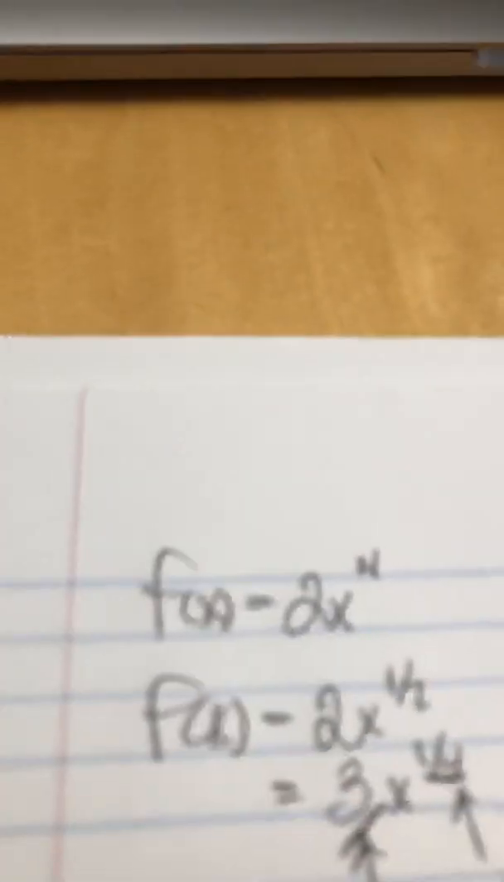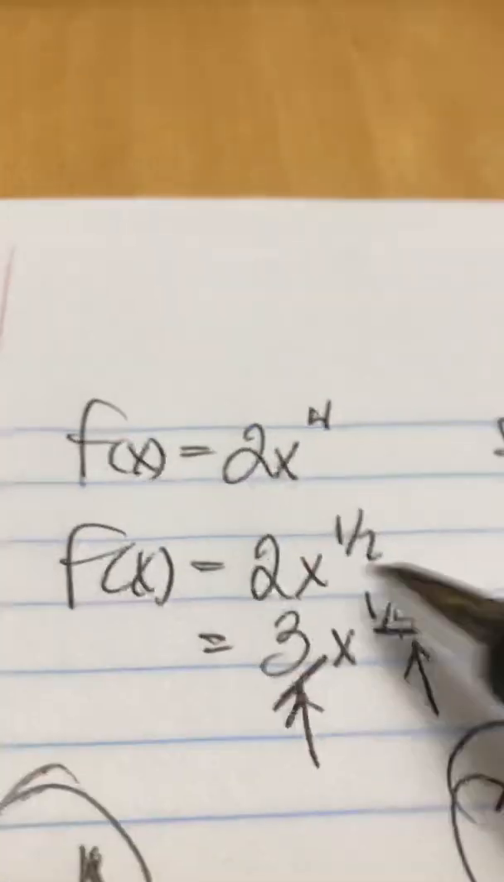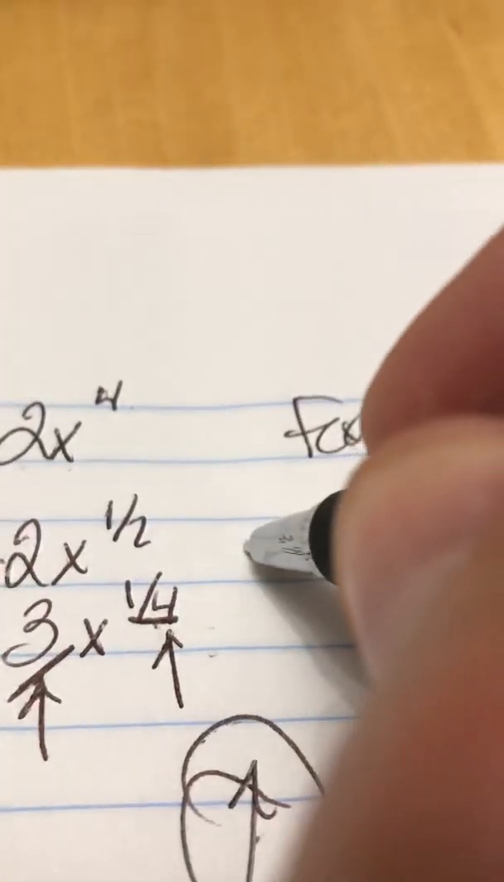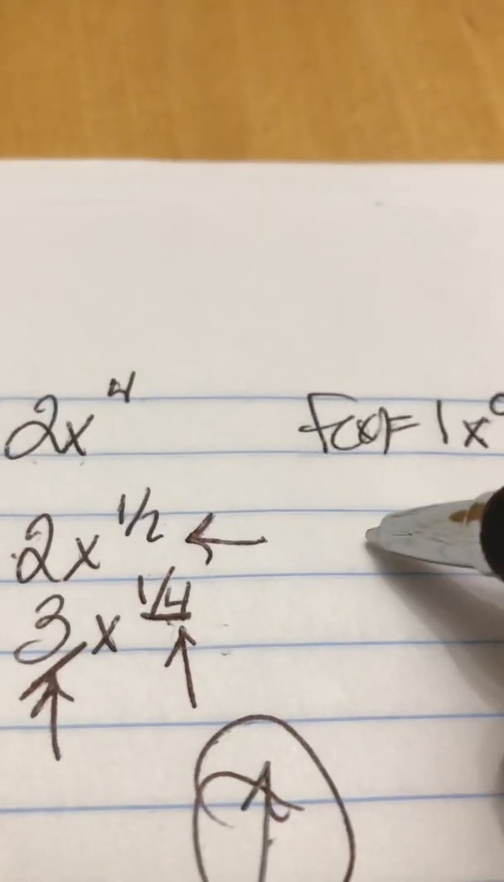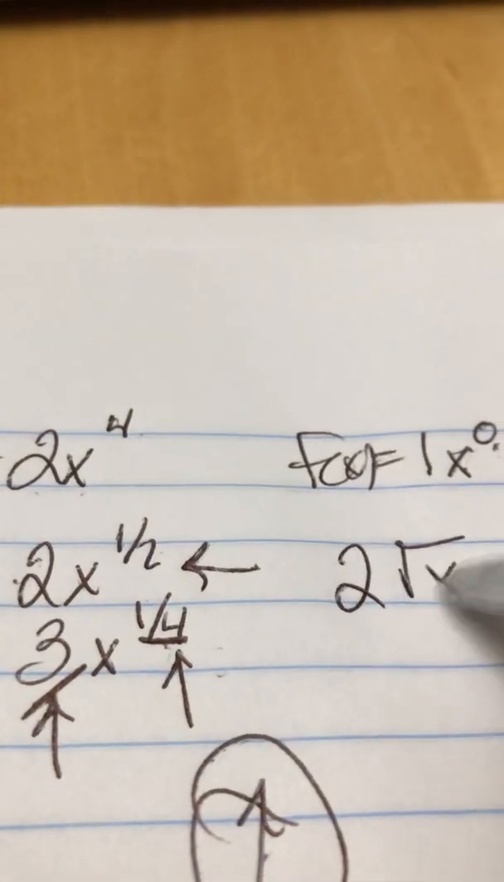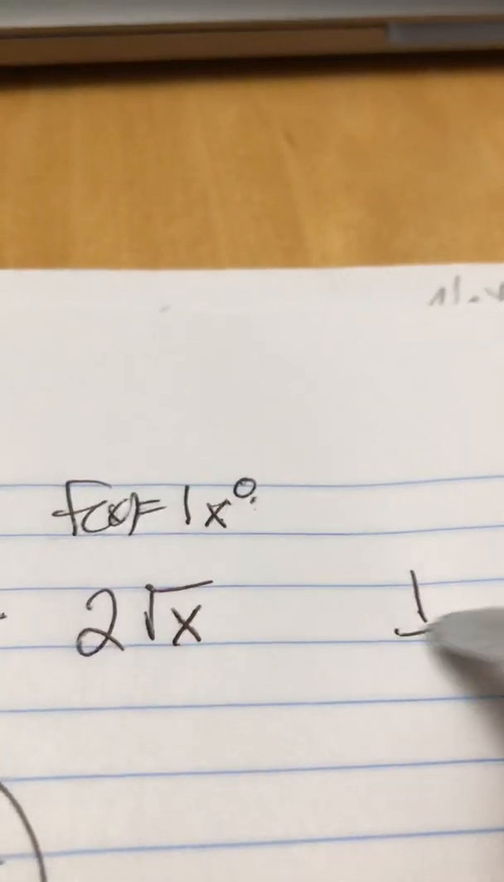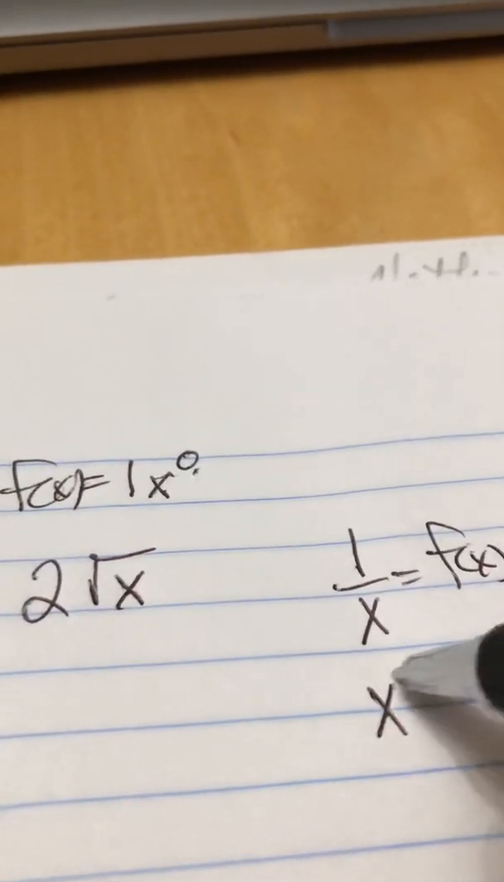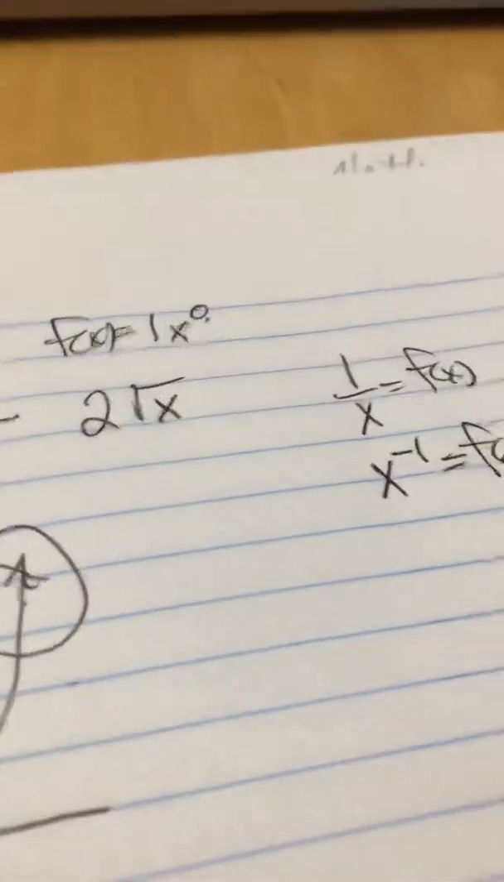Okay, so we are into section, I believe it's 5.2, and we're talking about polynomial and power functions. Power functions are things like 2x to the fourth, or 2x to the half, or 3x to the 1/4. Even 1x to the 0 is a power function. If you translated the 1/2 to its other notation, it's going to look like 2 times the square root of x. 1 over x is the reciprocal power function, and that's actually x to the -1. So as long as your exponent is a real number, it's a power function.